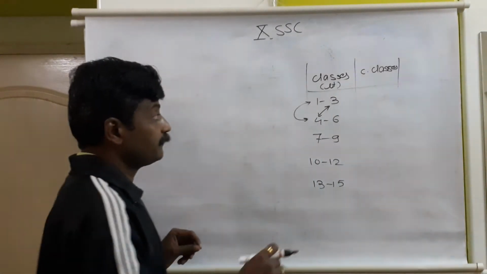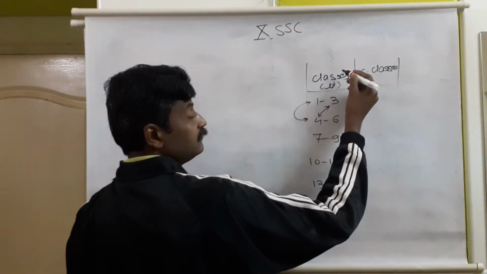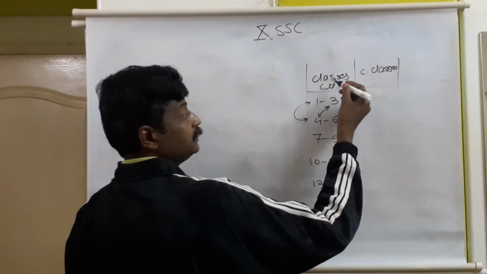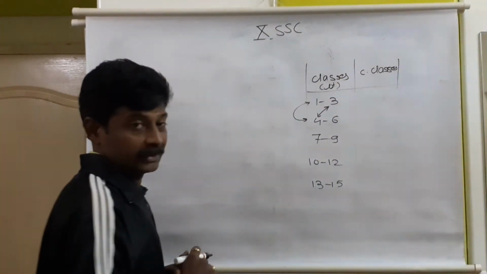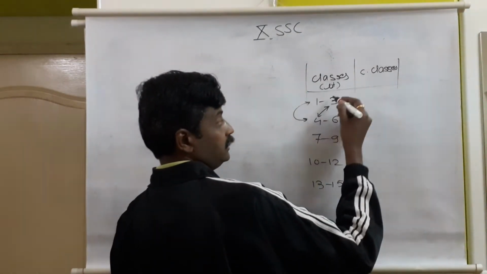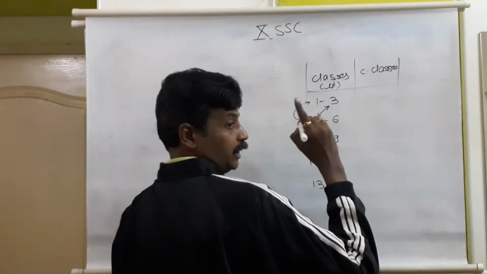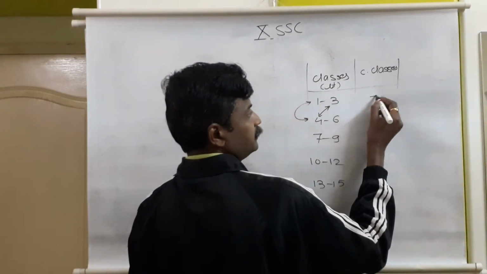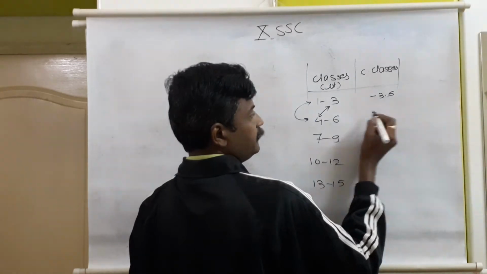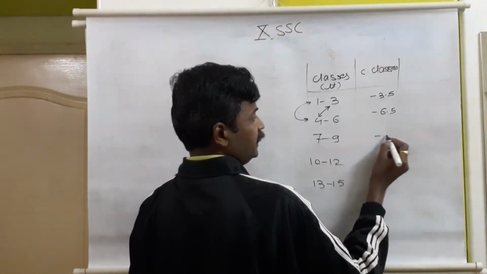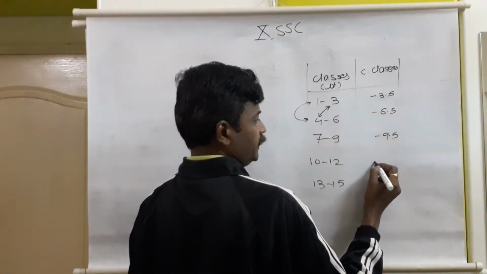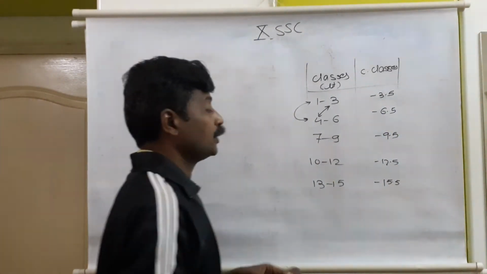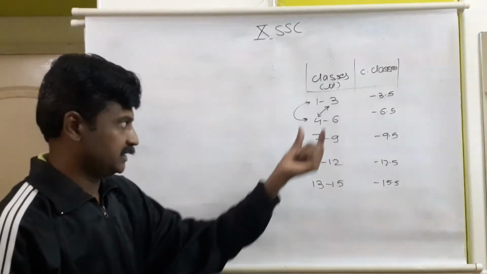Now 0.5 will be added to all the upper class limits and it will be subtracted from all the lower class limits. How do we get 0.5? The difference between these is 1, divided by 2, gives 0.5. So 0.5 will be added to all upper class limits: 3 will convert into 3.5, 6 into 6.5, 9 into 9.5, then 12.5, and then 15.5.